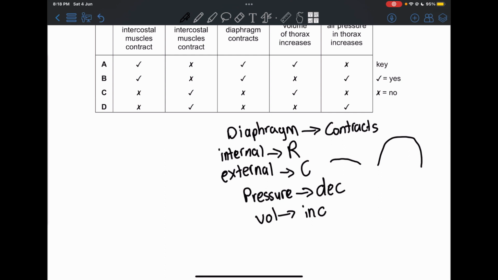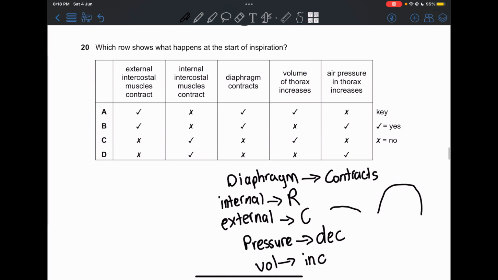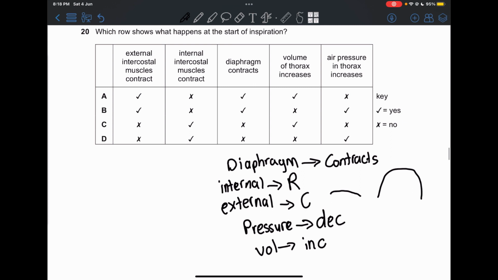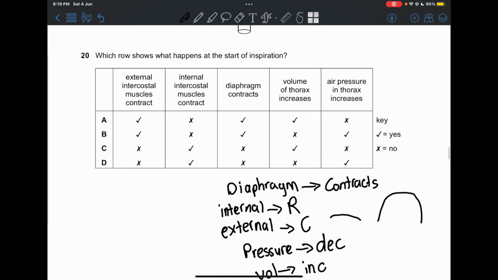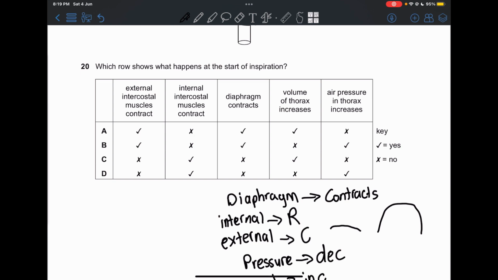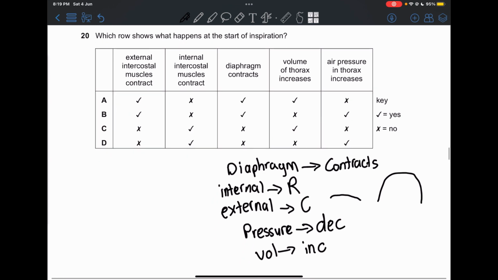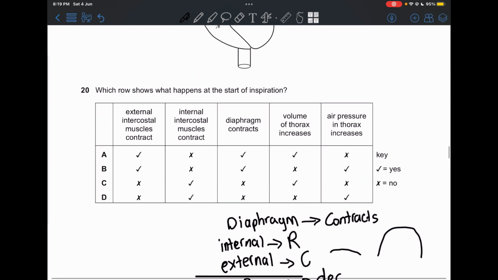So always the volume is the opposite of pressure. There's no way there is high pressure and high volume. Both of them have to be the opposite. So let's see which option has the diaphragm as contracts, the internal intercostal muscles as relaxed, and the external intercostal muscles as contraction. Also we have to check the air pressure and the volume, as I have talked about over here. Now the volume increases.